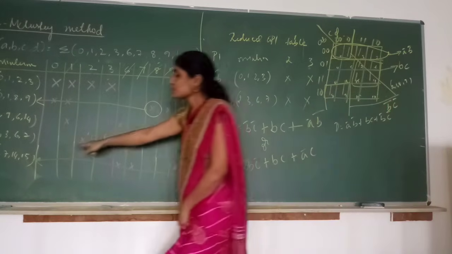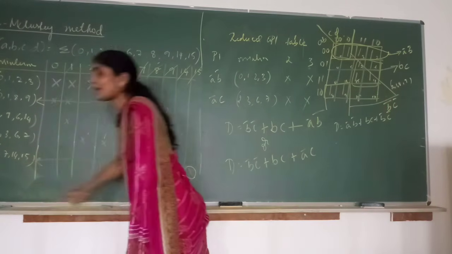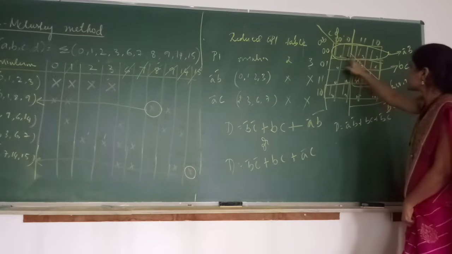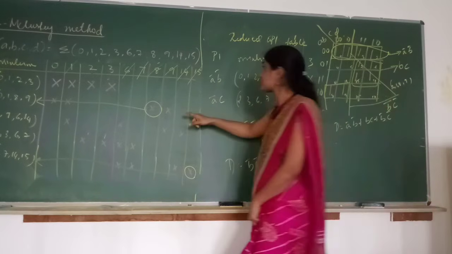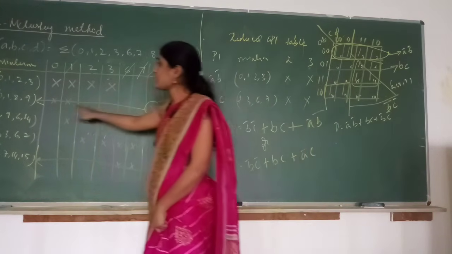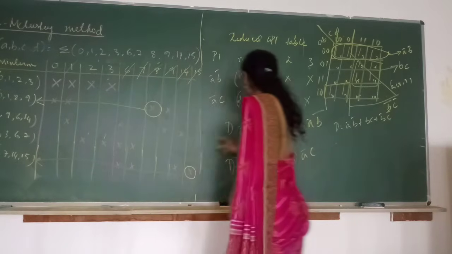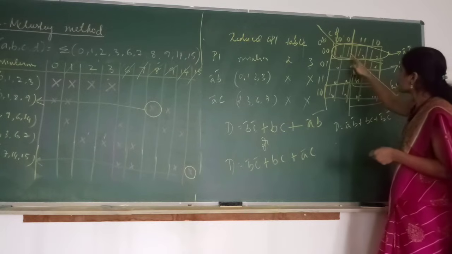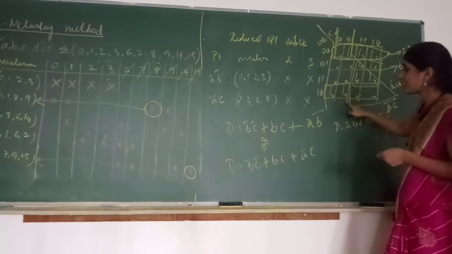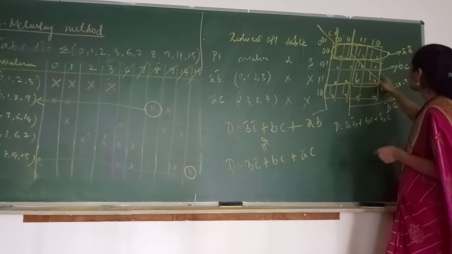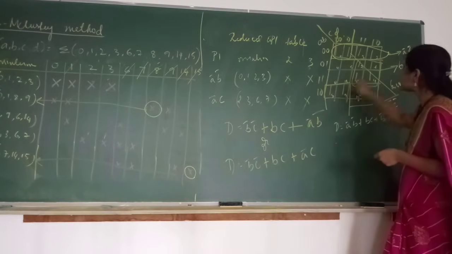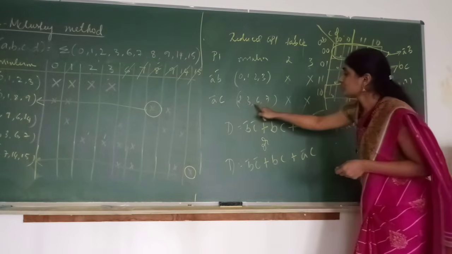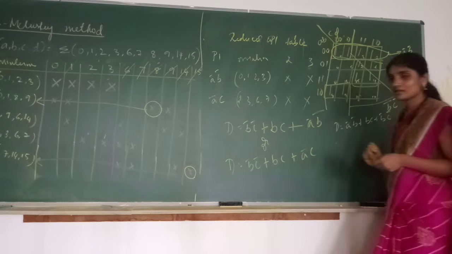Just have a look here. 6, 7, 14, 15. When you group, you will get BC. The next grouping is 0, 1, 8, 9, which gives B bar, C bar. That is what I have written here. Plus BC, plus you can cover 2, 3 by grouping 2, 3, 6, 7. That will give you A bar C.